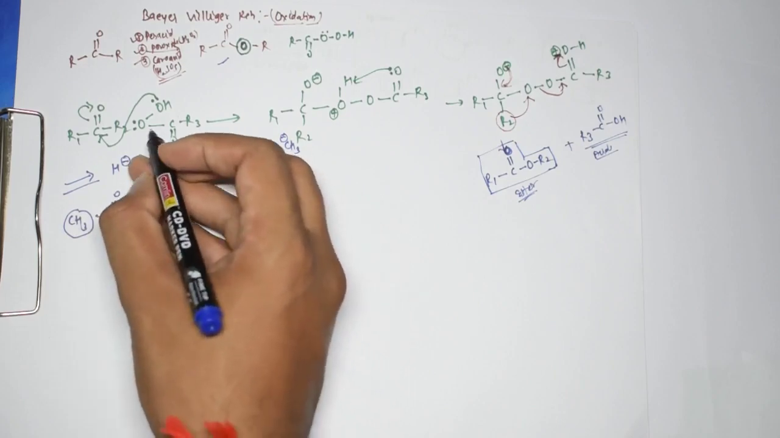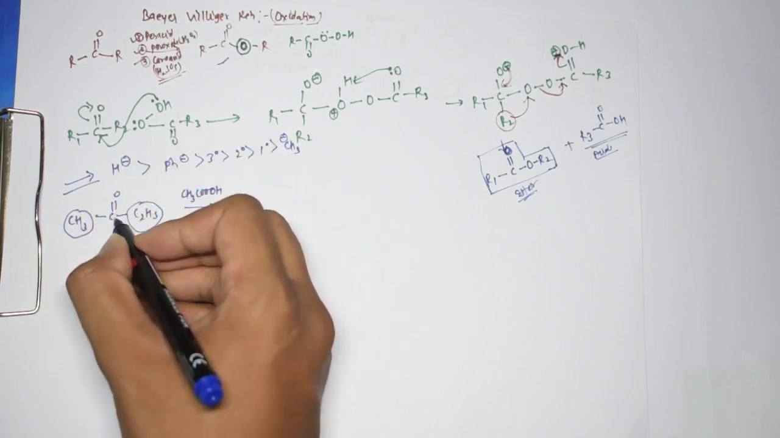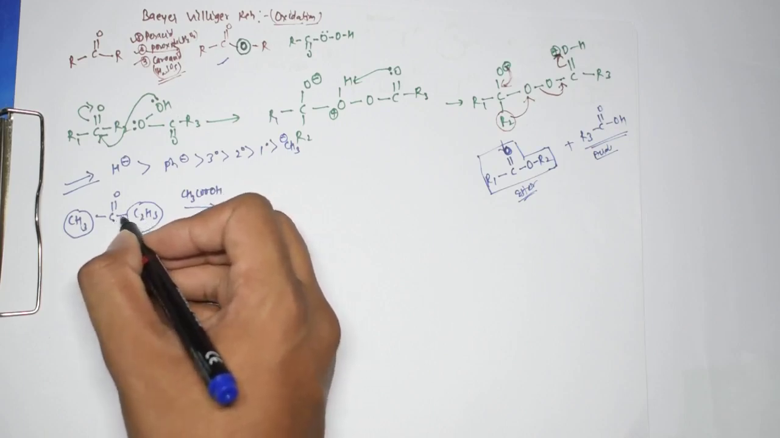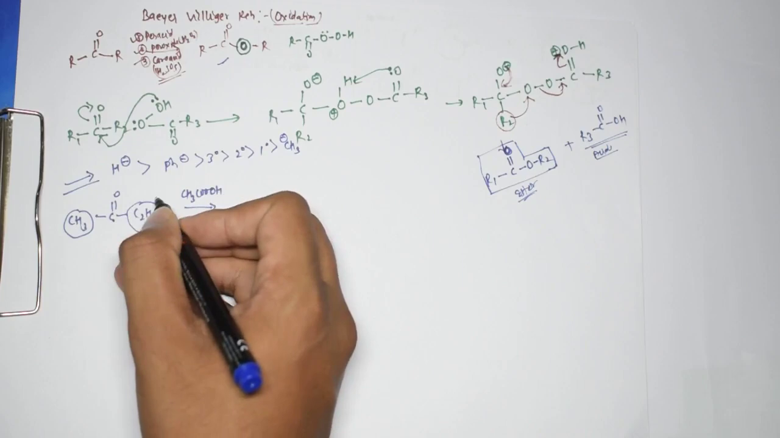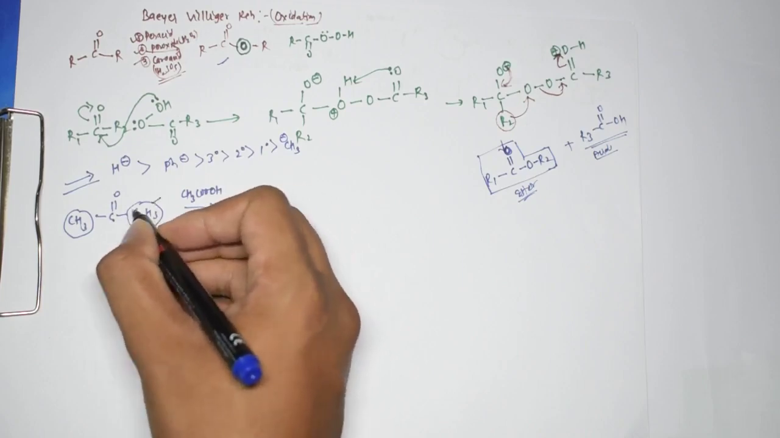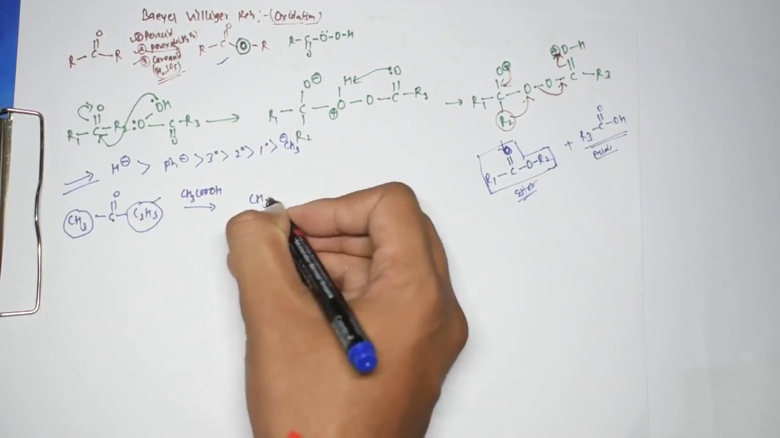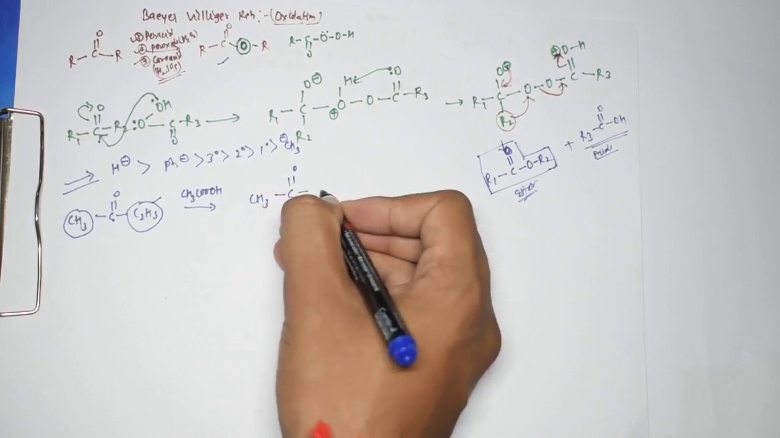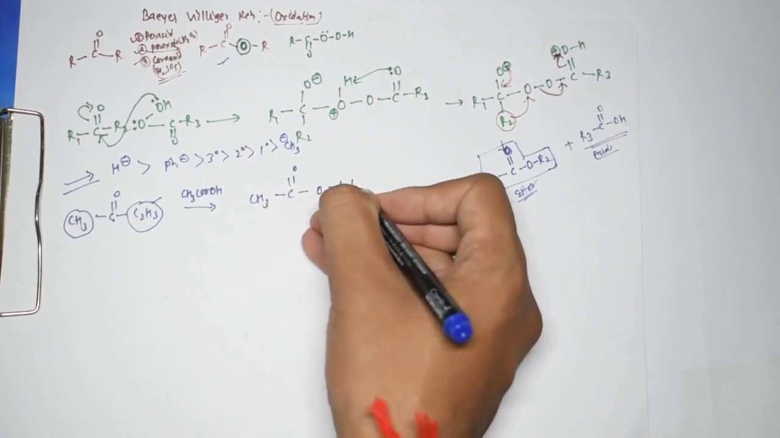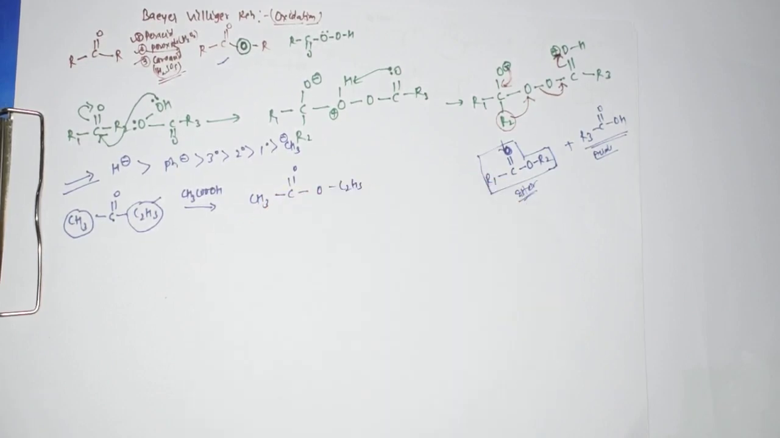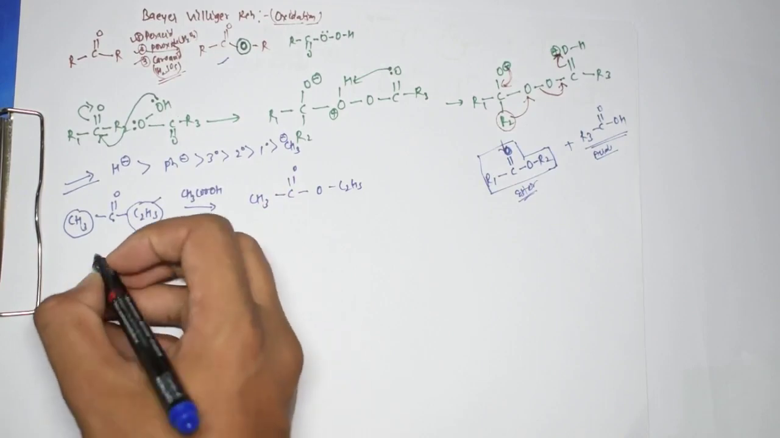So, the oxygen which will be inserted will be between the carbonyl carbon and the group which has higher migratory aptitude. So, obviously it is this one, so oxygen will be inserted in between over here. So, this O, and here we will have this C2H5 like this. Now, let us take one more example.